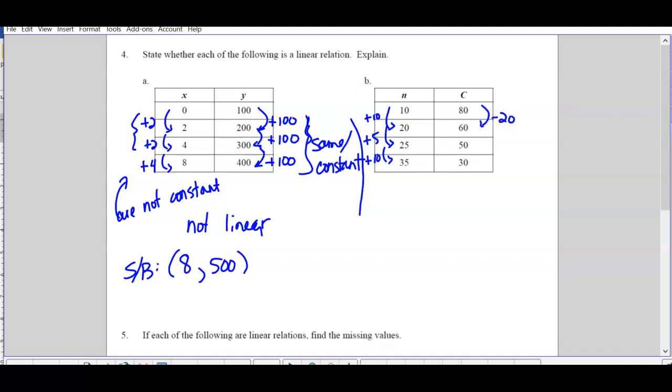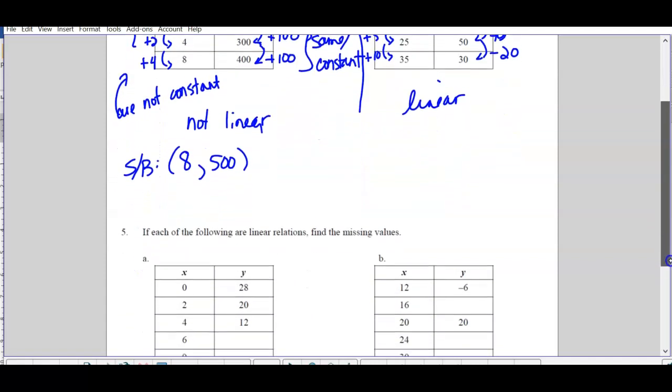Down by 20, down by 10, down by 20. So notice how they match up. When you're going up by 10s, it should go down by 20. And then when you're going up by 5s, it should be half of 20, which is going down by 10. So linear. Okay, got to match up.